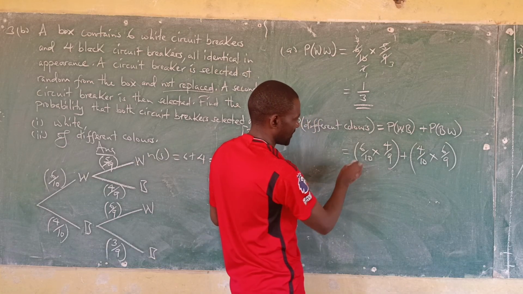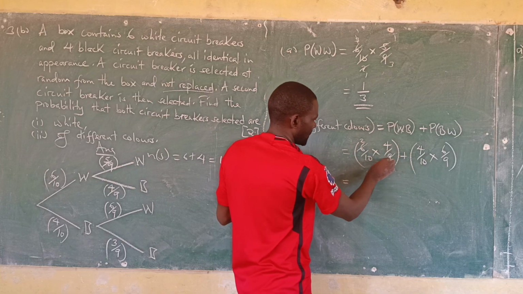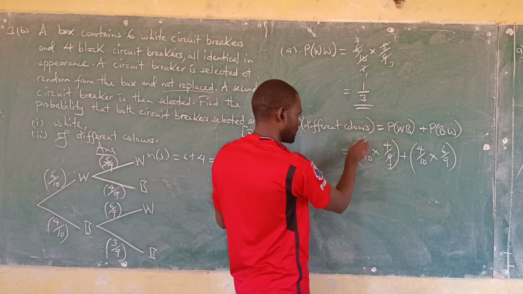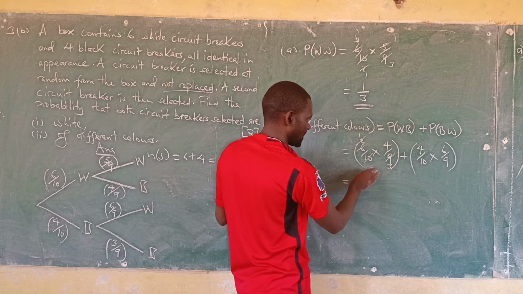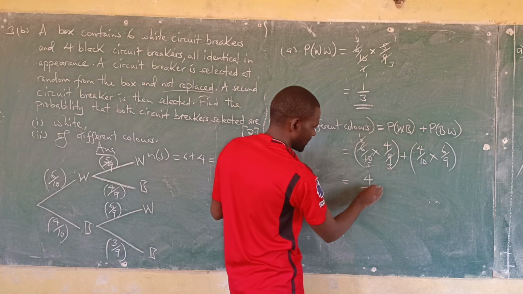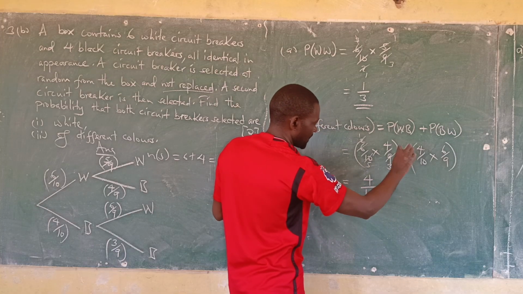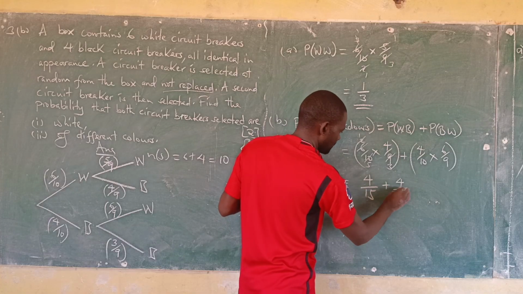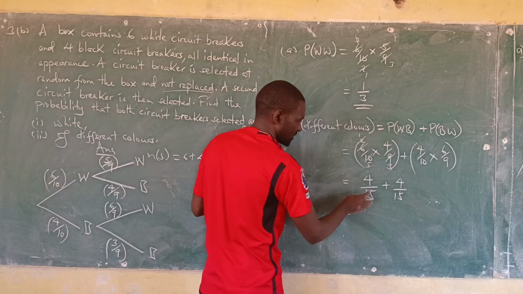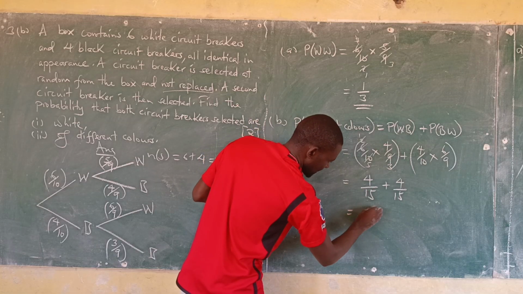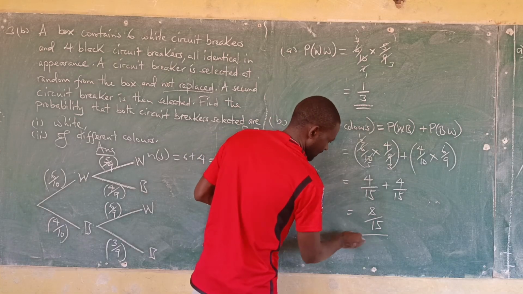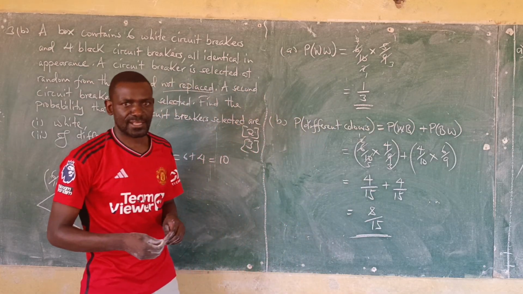So we can simplify. 3 into 6 is 2, 3 into 9 is 3, and then 2 into 4 is 2, 2 into 10 is 5. So on top we have 4, down we have 15, plus, even here if we simplify we still get the same. So since the denominator is the same, we just add the numerators and it gives us 8 out of 15. I think this is simplified. So that is our answer.